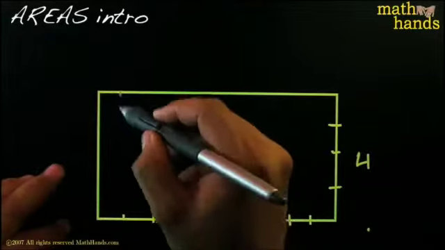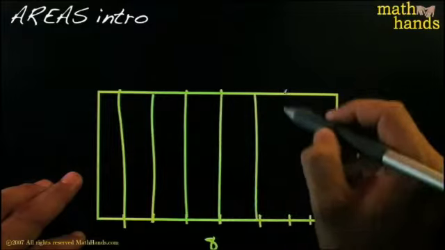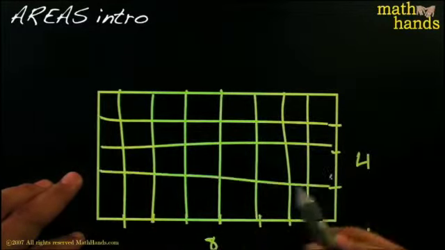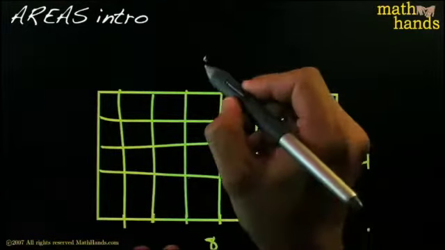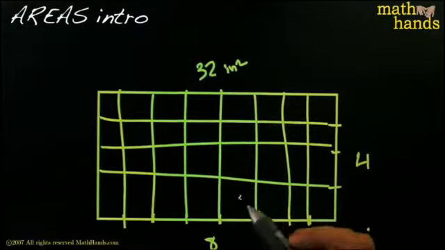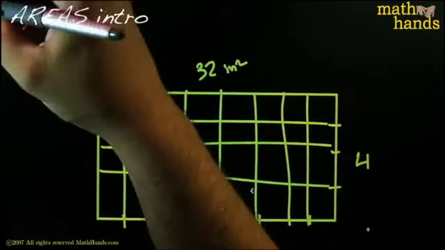So if you broke this down to the appropriate little lines here, and you get rectangles out of it, assuming they're all the same size. I know they're not, but you get the idea. You get 32, say, square inches, supposing we were talking about inches. So that's the idea for rectangles.